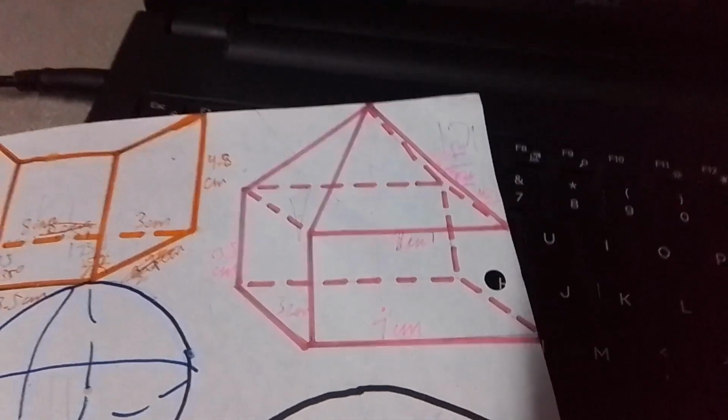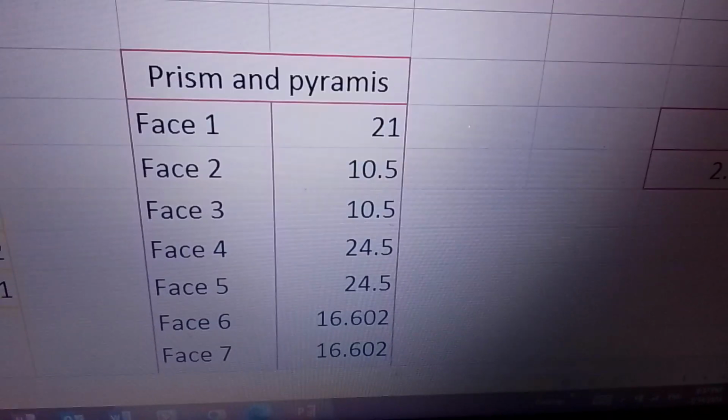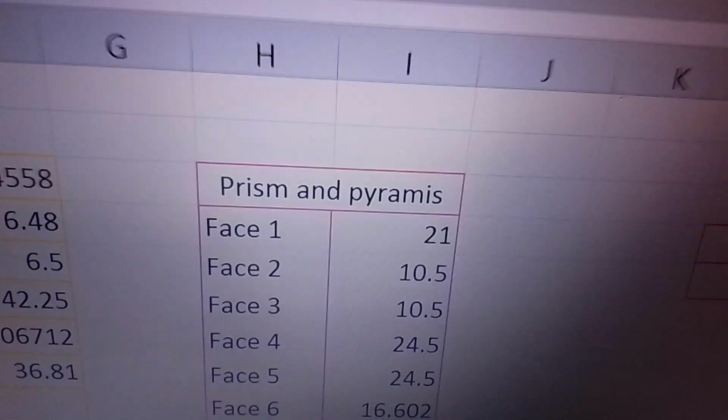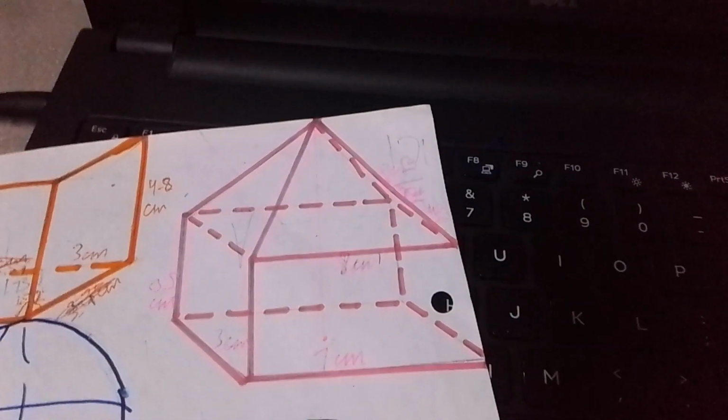Now, to solve for the surface area, mabilis lang talaga yung formula. And to be honest with you folks, I've already done the formula here. Face 1, that is the base. 3 times 7, which is 21. Then sa face 2, that is the sides of the rectangular prism, di ba? The sides, which is 3 times 3.5. 3 times 3.5 equals 10.5.